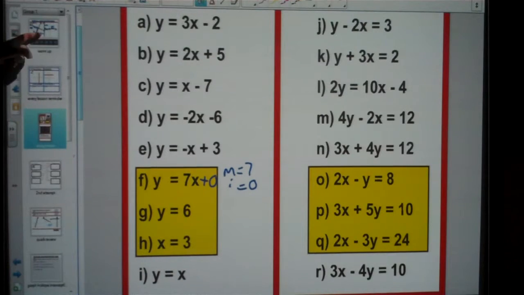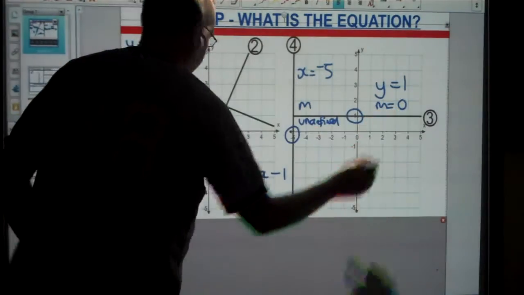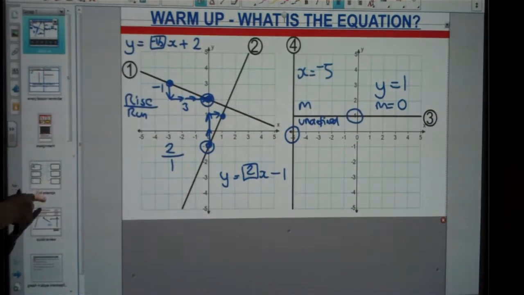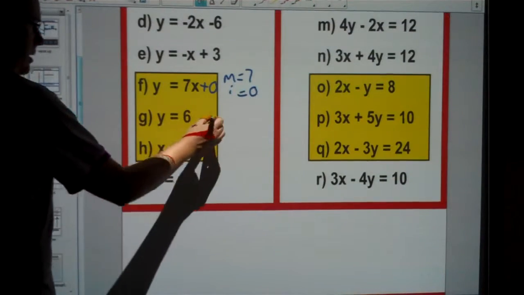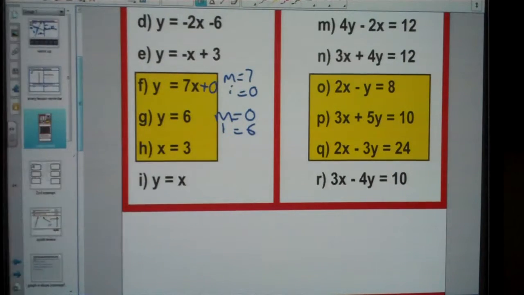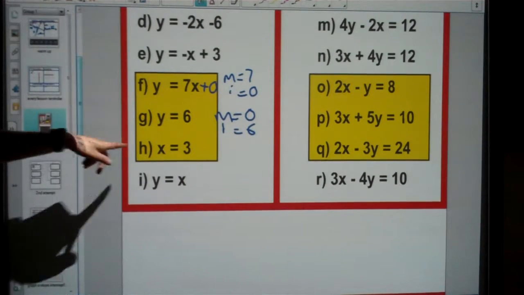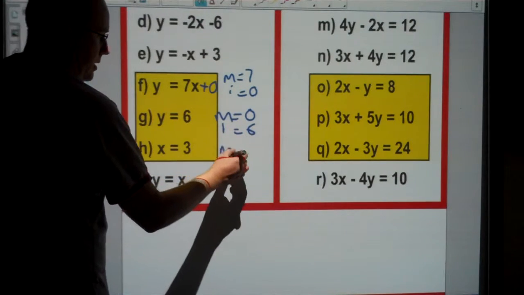Y equals 6. Once again, it's one of these types of questions. The y equals is your horizontal line. And so therefore it would have slope 0. So if I can scroll back up for a second, the slope for this one is 0, but it passes through 6 on the y-axis. X equals 3, that was the vertical line, so the slope for that one is undefined.